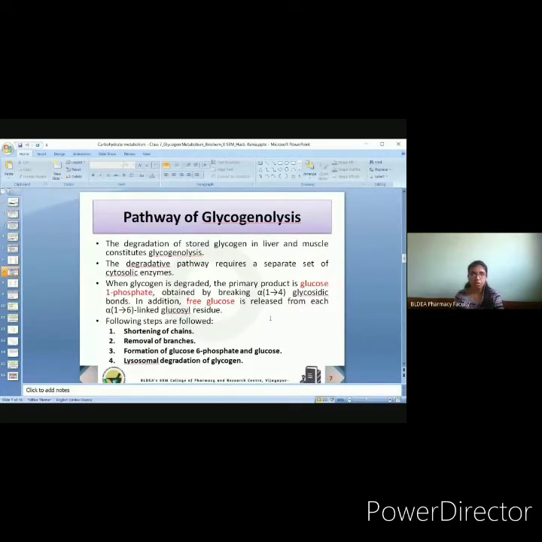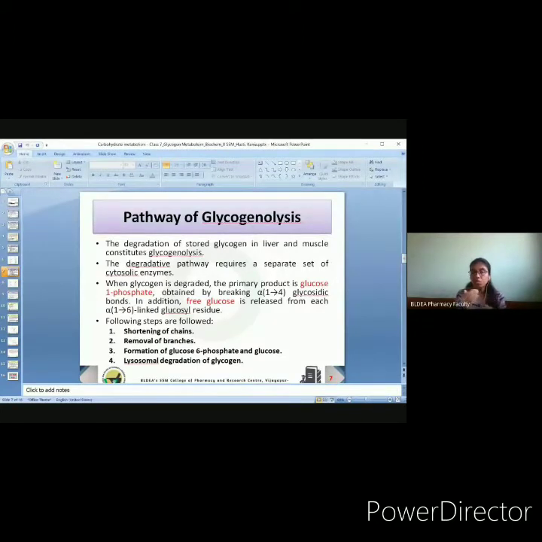So what are the different steps that are involved in the degradation pathway? So first is shortening of the chain. As we know, glycogen is a long molecule having straight chains as well as branch chains. So now all of these chains must be cut and made short, right? So first is shortening of the chain.